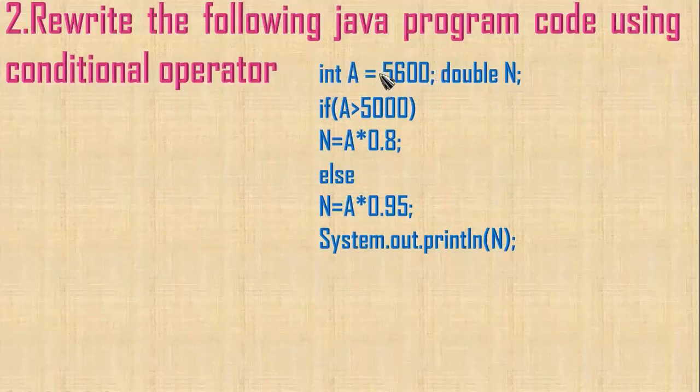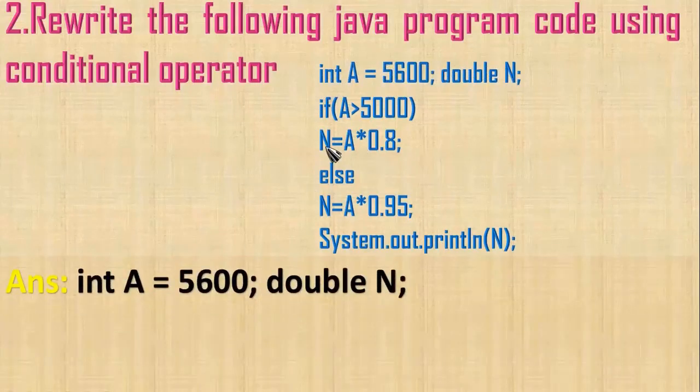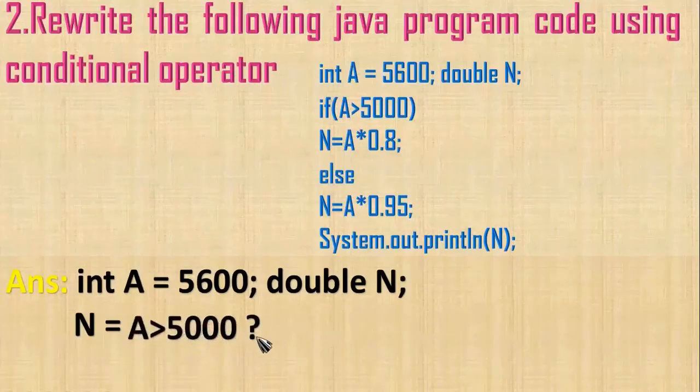As it has been initialized and declared, let us do that. Whether it is true or false, N is going to be calculated, so it is in a single statement. So N is equal to the condition, whatever is given here, and after that we give a question mark. That is the conditional operator.